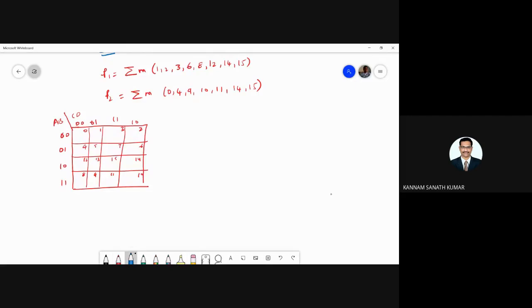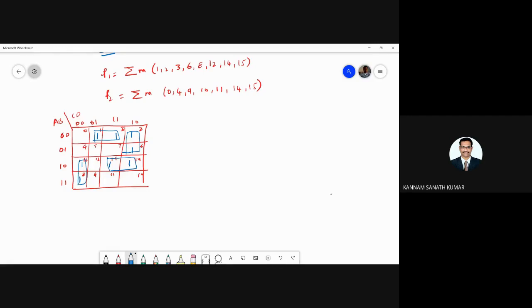So I'm writing for F1. Remaining are all zero. Whatever terms are present in the minterms, you should write one. The minterms are at 1, 2, 3, 6, next 8, 12, 14, 15. So here this is one pair, and here you can make one pair. Here you can make one pair. Here you can make one pair.